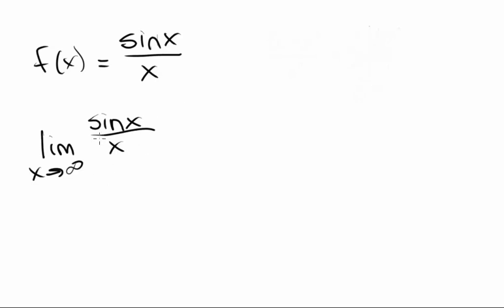So again, we want to try and solve this without knowing what this graph looks like. It is helpful to know what the graph looks like, but it's possible to solve without knowing it. So let's think about this. Let's look at one piece at a time. Let's look at the numerator of this function, sine x. As x gets bigger and bigger, what's happening to the output of this function?